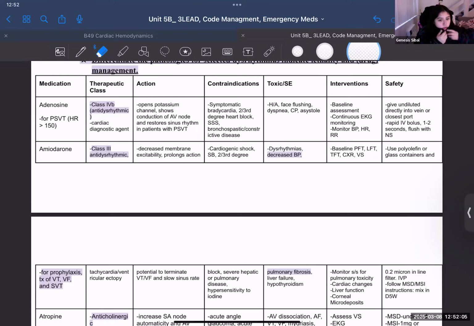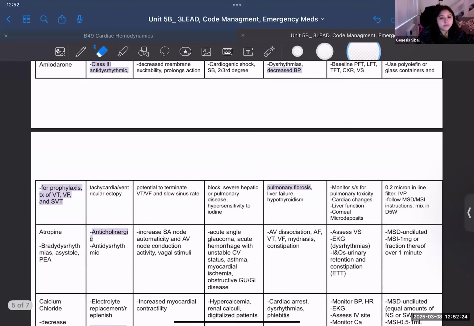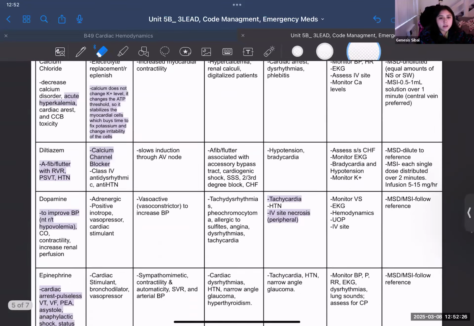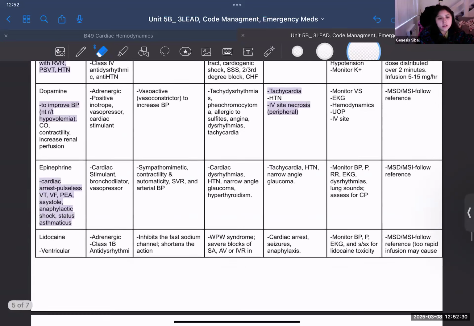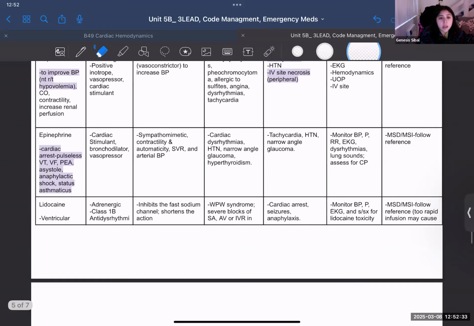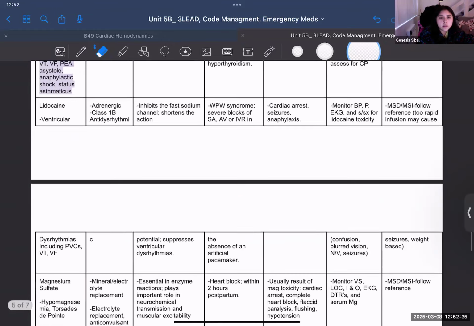So obviously, like amiodarone, you can give it for arrhythmias. Adenosine helps to basically decrease some of your heart rate and dysrhythmias as well. I don't think you have to know that much about it, honestly. Anticholinergic, calcium channel blocker. Epinephrine is important always.